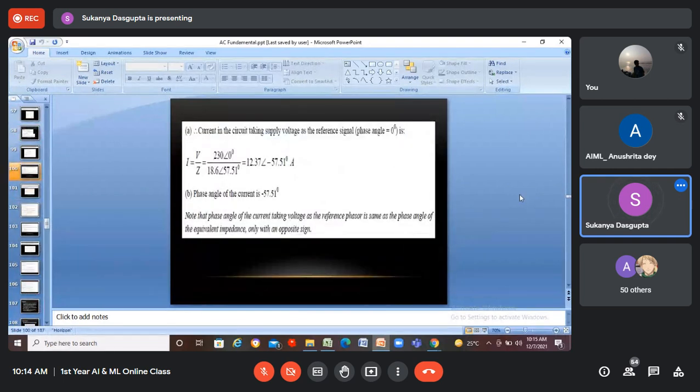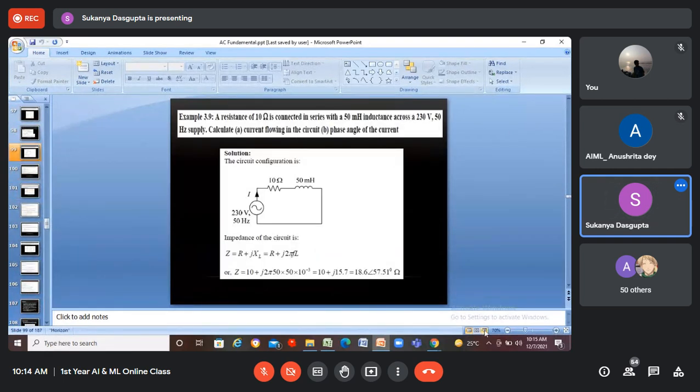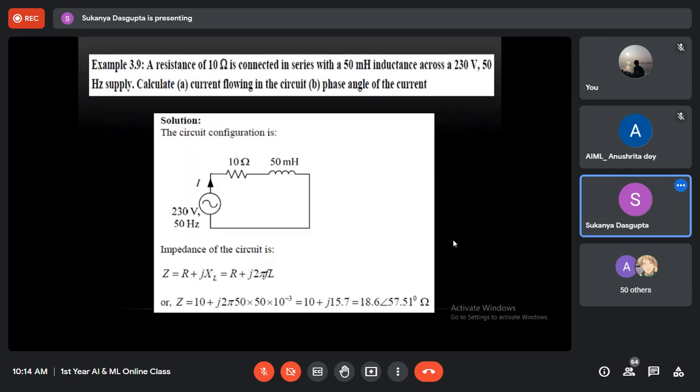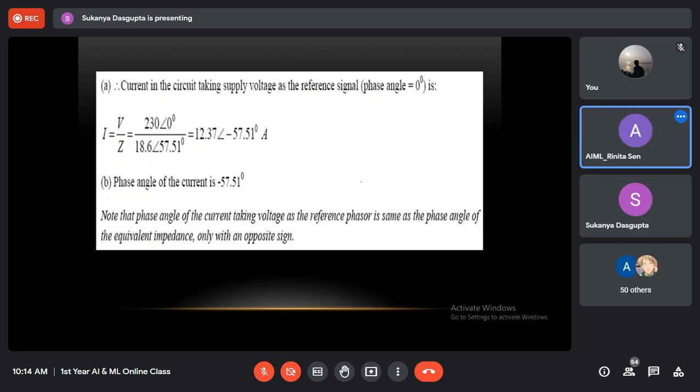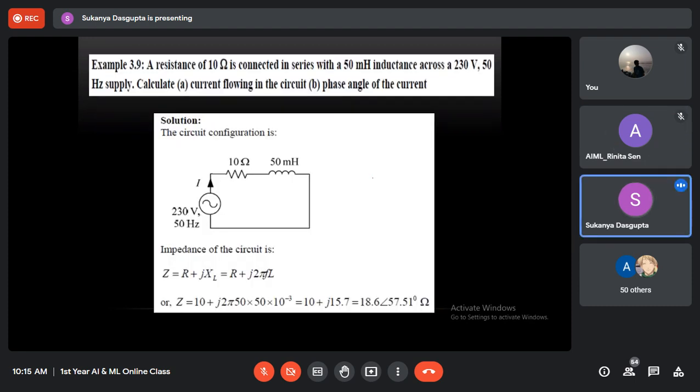This is the problem. Right? This is the problem. Ma'am, will you please explain the note part? Which one? The note, that phase angle that I'm not getting. Phase angle. Yes. Let me draw the phasor diagram. Let me draw the phasor diagram of this circuit.